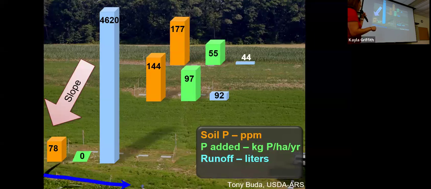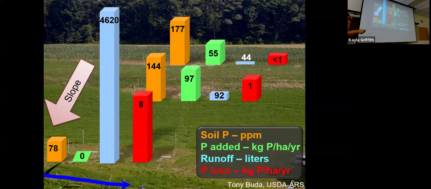Okay, that's just from this little field right here, okay? And then when we look at the concentration of phosphorus in that runoff, negligible, holy cow, that's a lot, all right? And this had the lowest soil P and did not get any more phosphorus added to it, okay? So transport is also as important as source, okay?